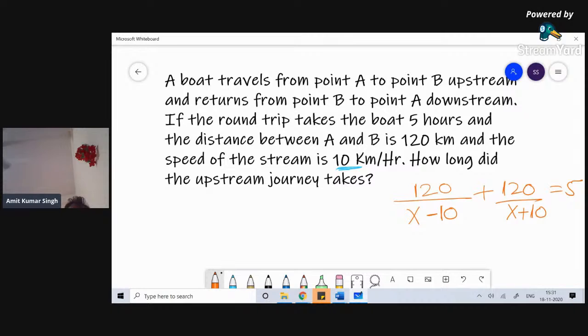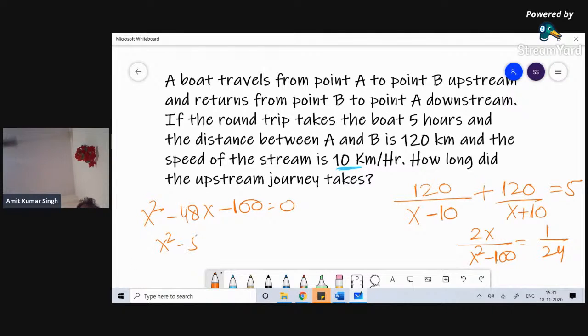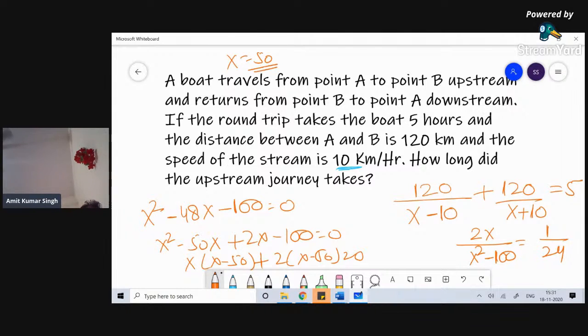So x plus 10 plus x minus 10, the 10 gets cancelled. 2x by x square minus 100, using a square minus b square, is equal to 5 by 120, that is 1 by 24. So your equation will be x square minus 48x minus 100 equal to 0. So x square minus 50x plus 2x minus 100 is equal to 0. So x minus 50 times x plus 2 is equal to 0. The value of x you get is 50.